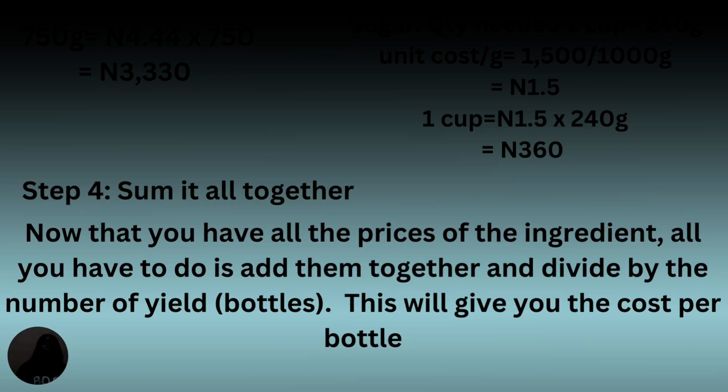The final step 4 is to sum it all together. Now that you have all the prices of ingredients, all you have to do is add them together and divide by the number of yield or the number of total bottles you produced. This will give you the cost per bottle.